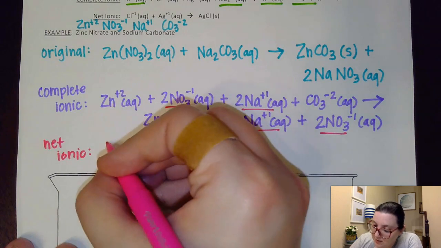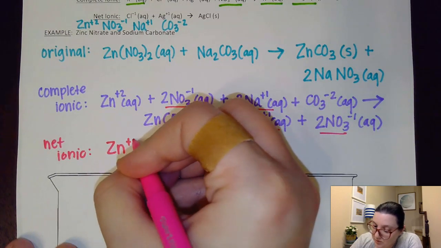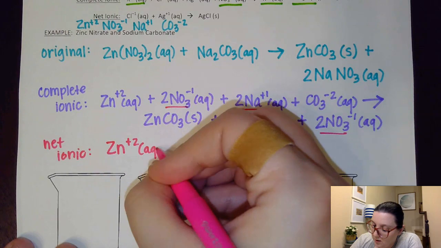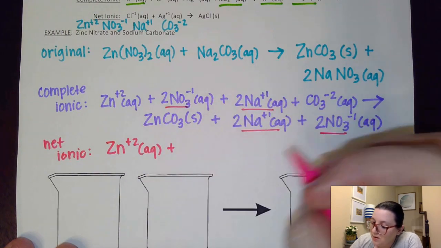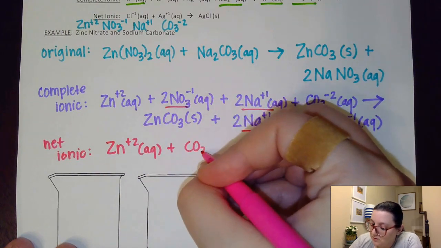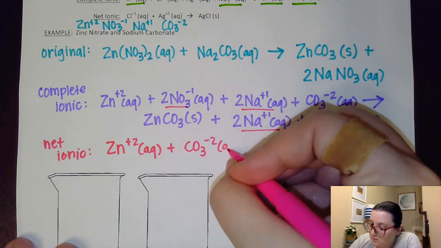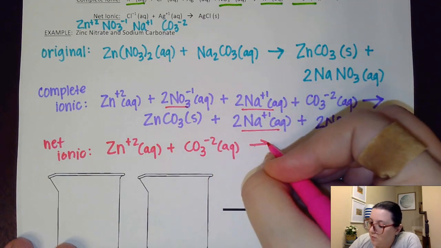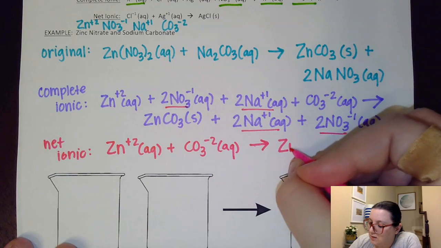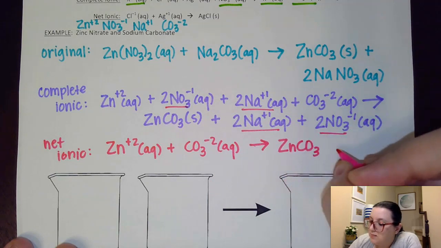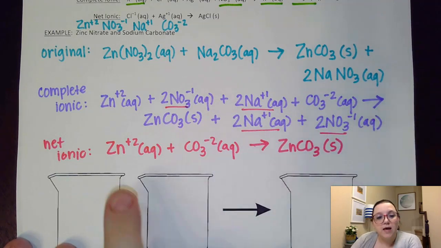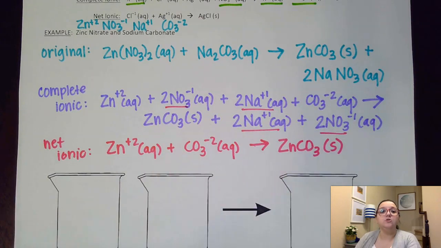So I would have my zinc +2 aqueous, my CO3 -2 aqueous. And then on the product side, I would end up with that zinc carbonate precipitate that we ended up forming. So again, this change here is the driving force behind this reaction actually taking place.